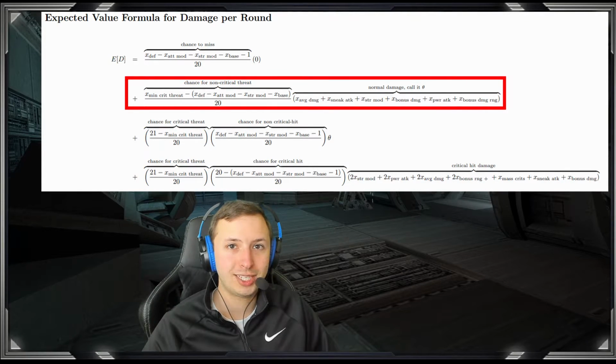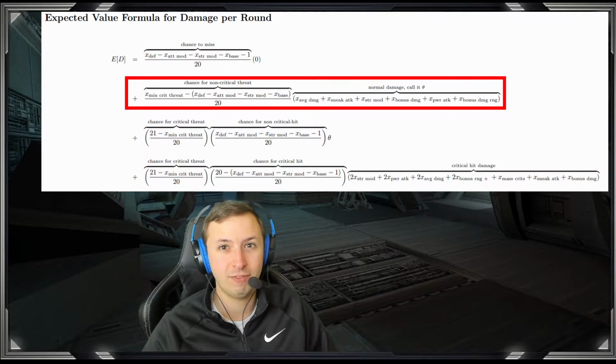The damage that you are going to deal is going to be your average damage for your weapon, and your sneak damage, your strength modifier, any bonus damage, any bonus range damage, your power attack damage, if necessary, and we're going to call all of that theta, just for ease of notation, because otherwise this formula would be really long later on in the video.